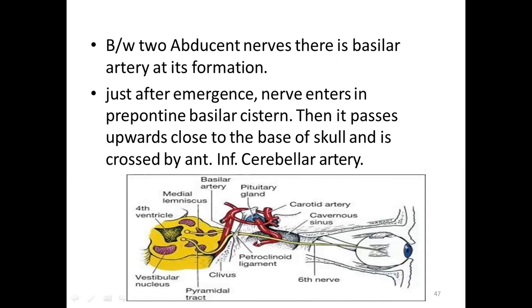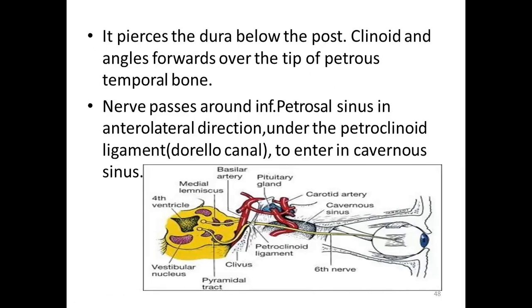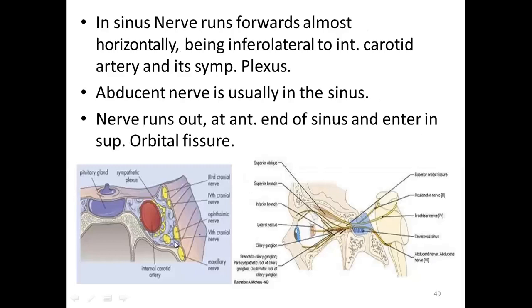The sixth cranial nerve is traced through this course. Then it passes upwards, crosses the base of the skull, and is crossed by the anterior inferior cerebellar artery. It pierces the dura below the posterior clinoid and angles over the tip of the petrous temporal bone. Then it passes around the inferior petrosal sinus in an anterolateral direction, under the petroclinoid ligament, to enter the cavernous sinus. Here we can locate the sixth cranial nerve.